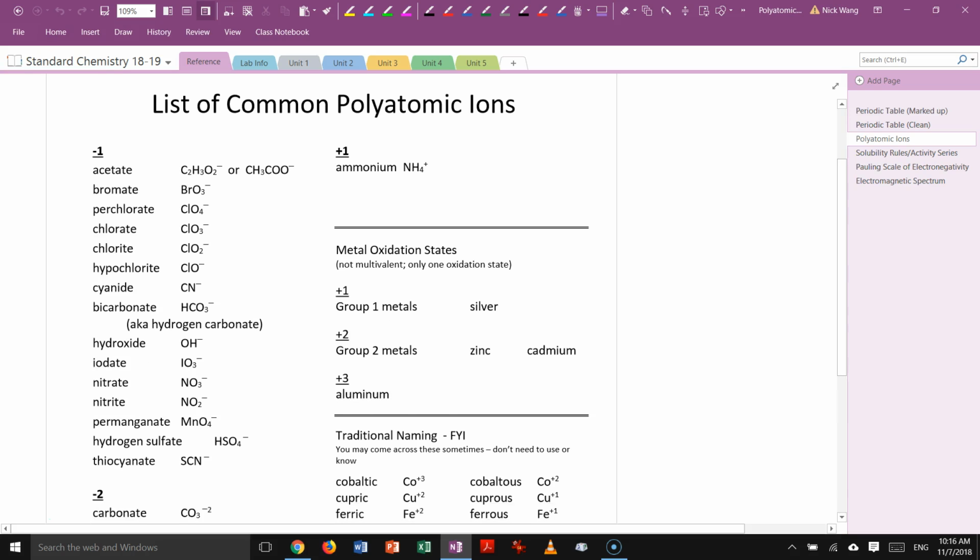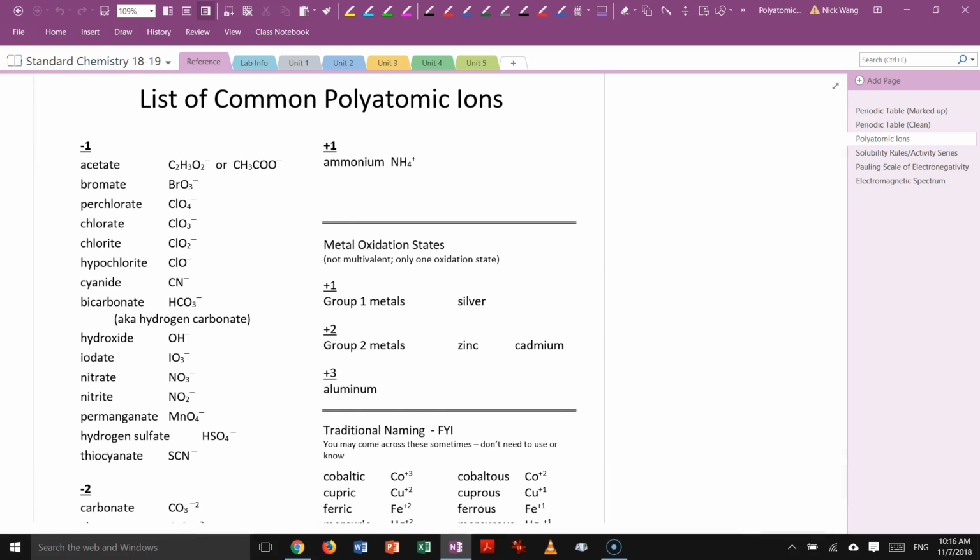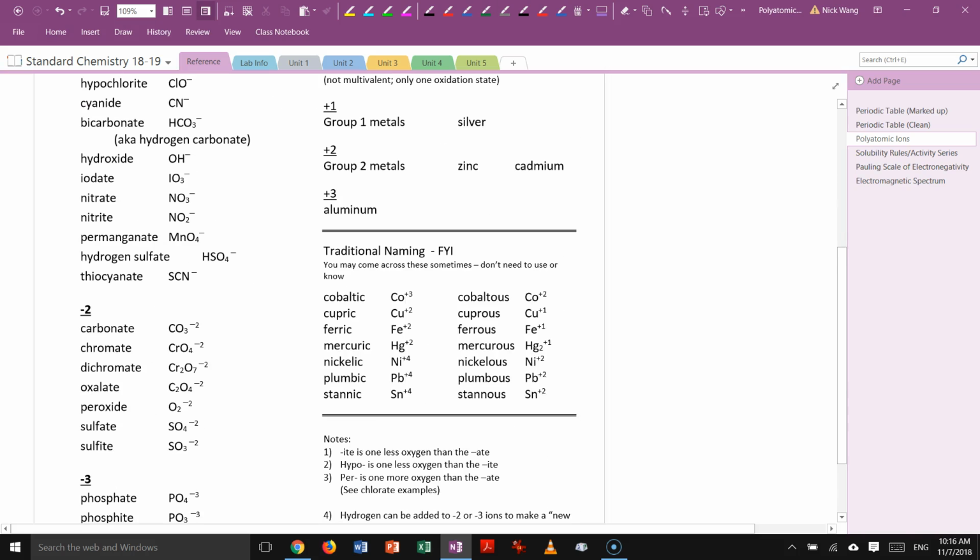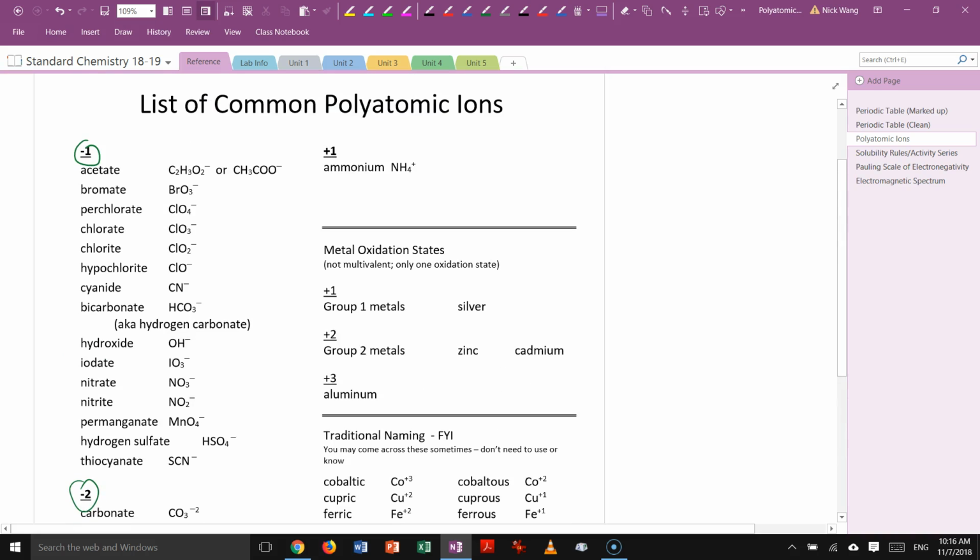A couple things I want you to note about this breakdown. First of all, there are names, formulas, and charges for a large majority of these. So if you look at these, for example, this section right here, these are all -1s. All of these charges are -2. All these have a charge of -3. And they're broken up that way to help you organize how these are all put together. Secondly, they also have names and formulas along with the charge.